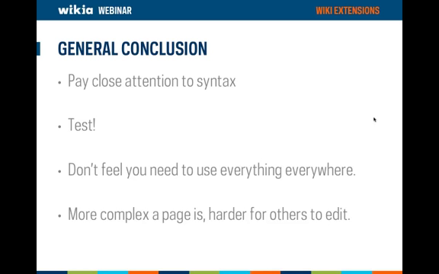Another area to remember is just because an extension exists, it doesn't mean you need to use it on your wiki or on every page on your wiki. Adding lots of complex code slows down how fast a page can load and makes it trickier for others to edit. Using these tools where they work well, and not just for the sake of using them, makes your wiki better.